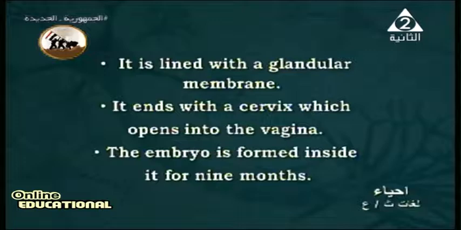Also, the uterus is lined with a glandular membrane. This glandular membrane enables the uterus to secrete mucus to protect the baby. Also, it ends with a cervix, which opens into the vagina. The embryo is formed inside this uterus for 9 months. After that, the baby can go out through the vagina.